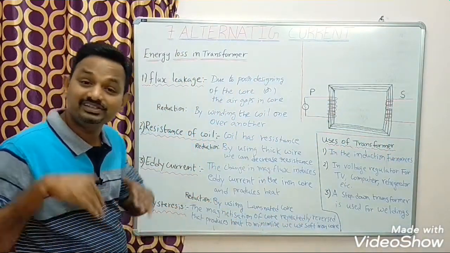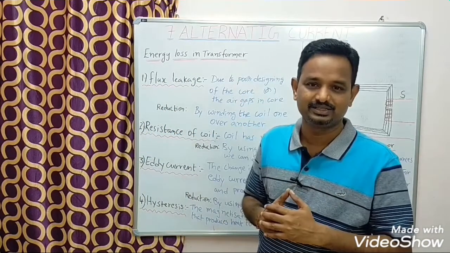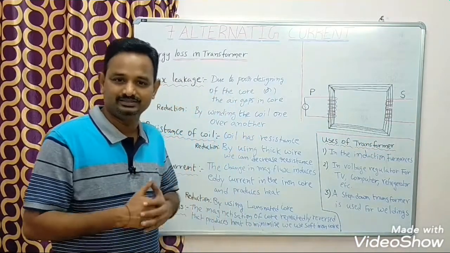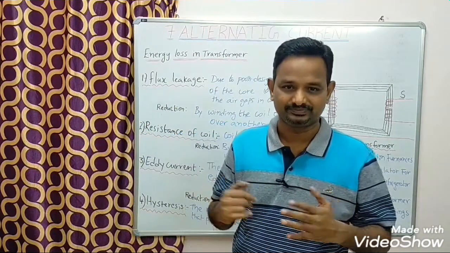Second one, resistance of the coil. Here, the coil has resistance. Due to that, energy will be lost in the form of heat. To reduce that, we have to use thick wire.